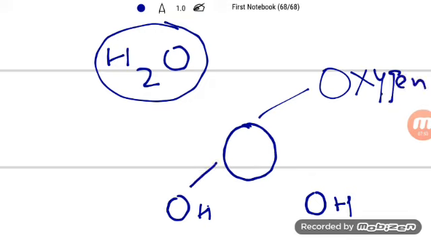So there is bonding between oxygen and hydrogen. So here what do we see? That in this H2O molecule, 3 atoms have come closer to make a single molecule.